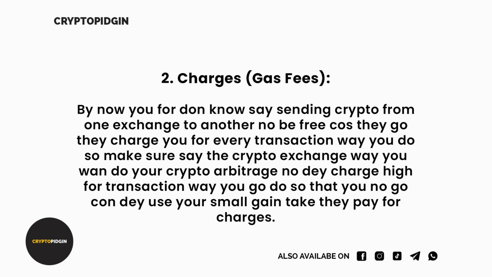The number 2 wey we go talk about na charges. By now, you don know say sending crypto from one exchange to another no be free, because they go dey charge you for every transaction wey you dey do. So make sure say the crypto exchange wey you wan use do your arbitrage no dey charge high for transaction wey you go dey do, so that you no go come use all the whole gain pay for charges. Na small gain dey comot from crypto arbitrage, but make the crypto exchange wey you dey use no too dey charge high, so that all the gain wey you go make, you no go use am pay for charges.